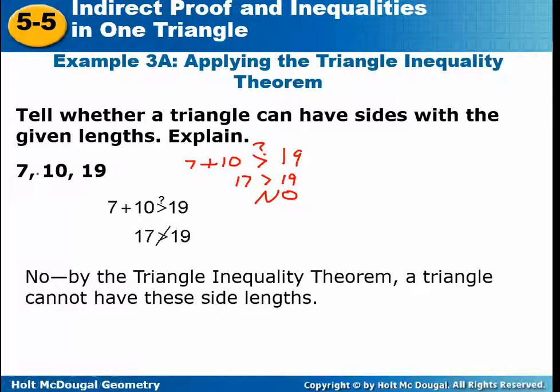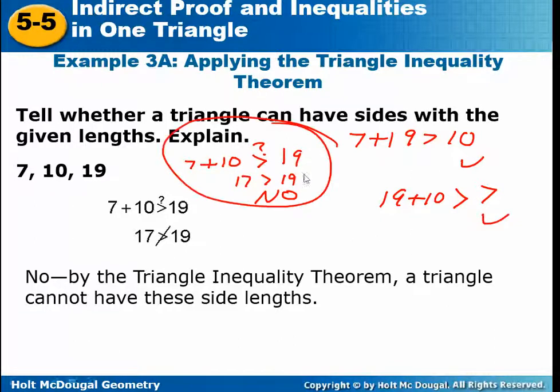It would work on maybe some of the other ways, but if it fails for one, it's done. You don't have to check the other ones. Let me just check some of the other ones. 7 plus 19 is greater than 10, yes. 19 plus 10 is greater than 7, yes. But because it failed here, you would just say, no, it cannot have these side lengths. This would not be a triangle.